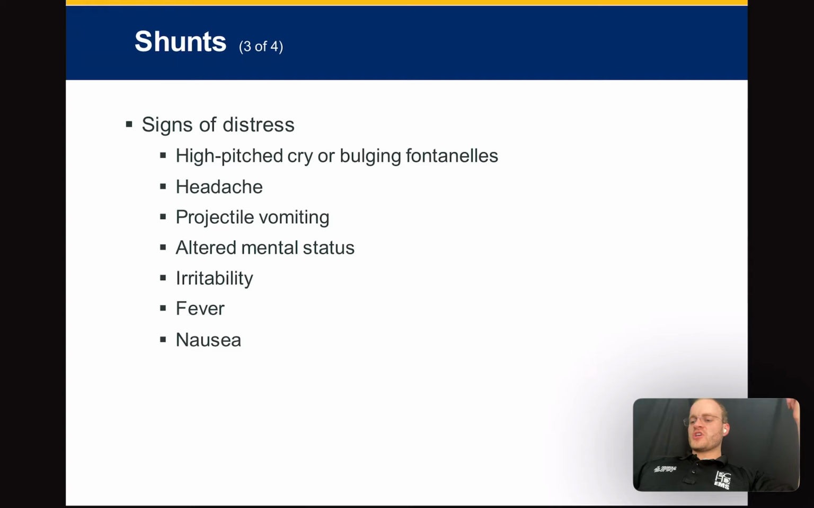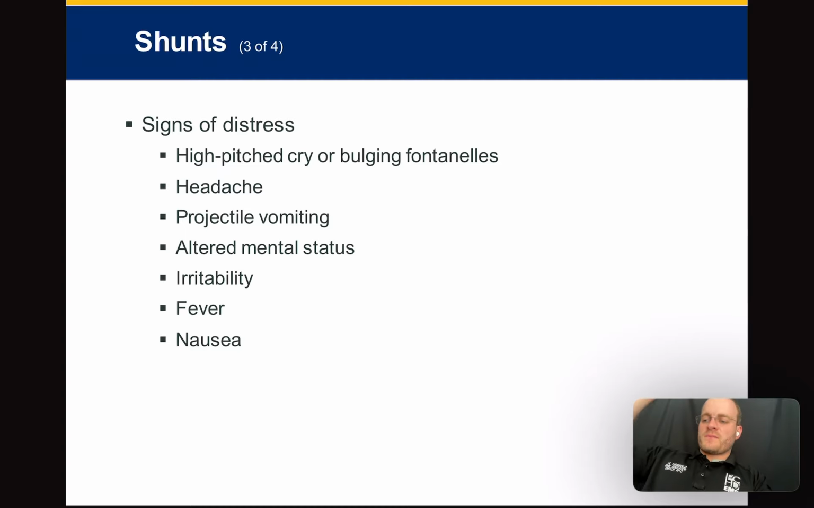So how do you know someone has a VP shunt? Well, sometimes these are infants, like newborns, like very small kids. So they can't raise their head and say, "Hey, my head hurts." So they'll get what's known as a high-pitched cry. So it's not your normal cry, like your wah, wah, wah. It's a very high-pitched cry, very painful cry. Something is very wrong when you hear this cry.